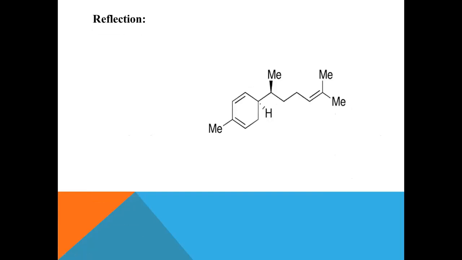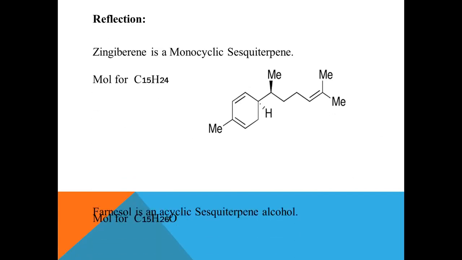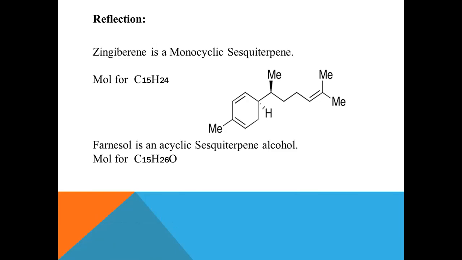Thus, let us reflect on all the topics that we have discussed today. So, what is zingiberene? We have discussed 2 important terpenoids, zingiberene and farnesol. So, what is zingiberene? Zingiberene is a monocyclic sesquiterpene, that is, it is having a single ring and 3 isoprene units. The molecular formula is C15H24.